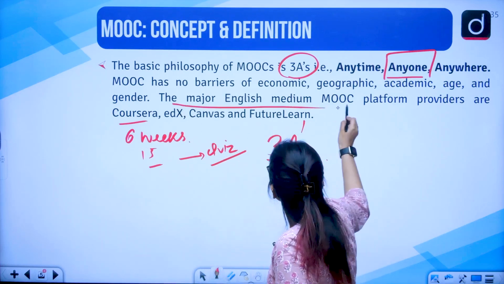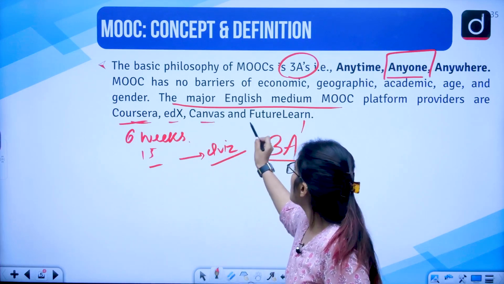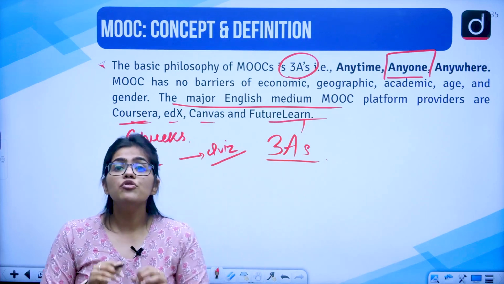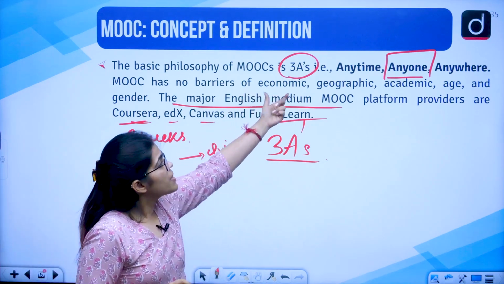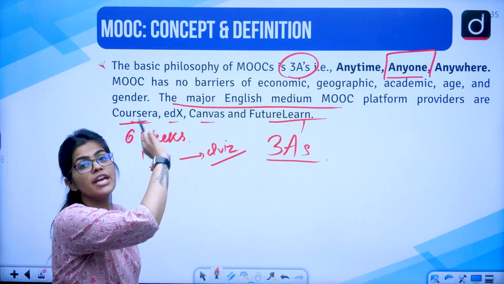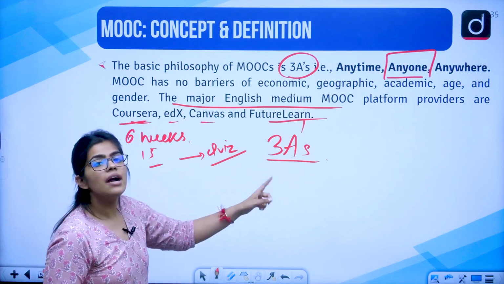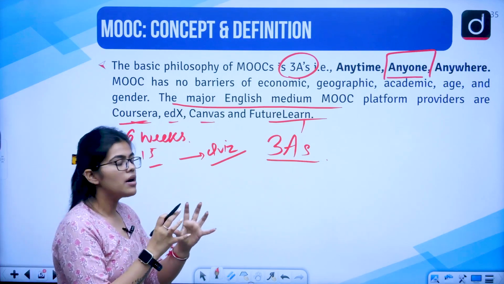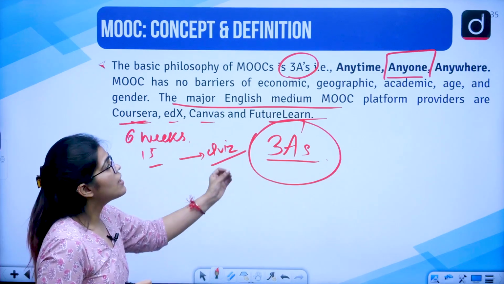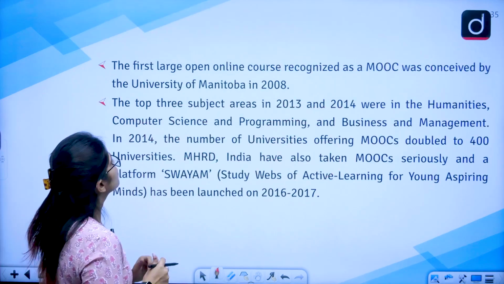The major English medium MOOC platforms are Coursera, edX, Canvas and FutureLearn. This MOOC course will provide you no barrier economically, geographically, academically, or on the basis of your age and gender. Anyone can participate. So there are three A's that are targeted: anytime, anyone, anywhere can participate in the MOOC courses.